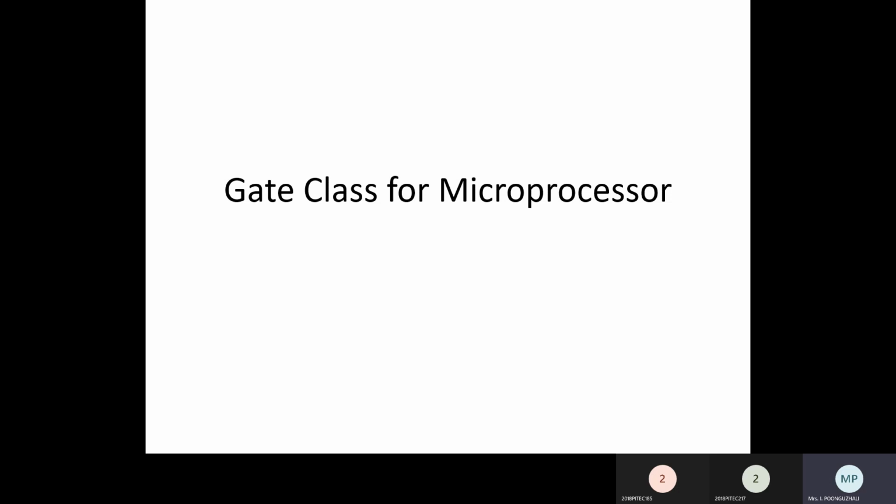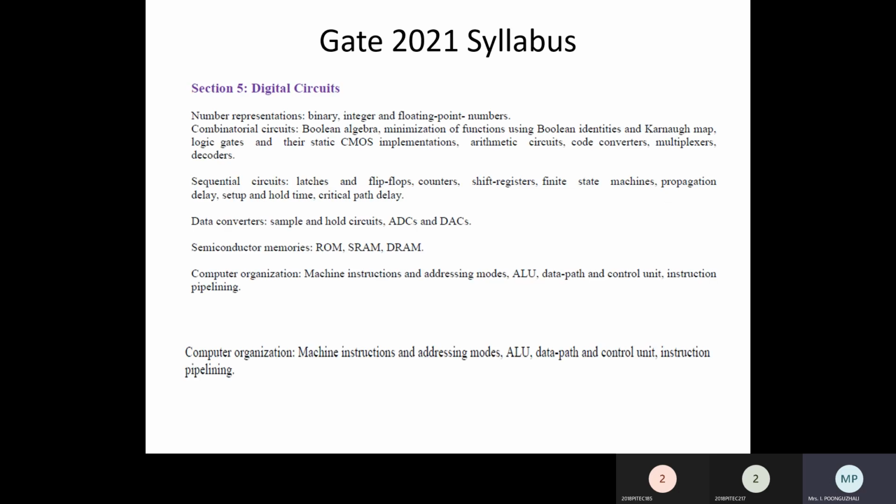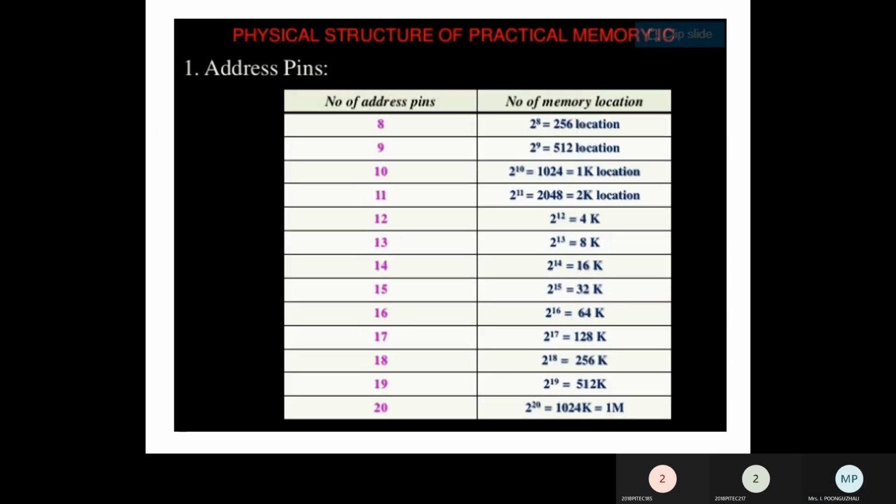Look at an example. What is asked? Before going to this, I said that depending upon the address lines, the memory location capacity will vary. So we know now 2 power 5 is 32, 2 power 6 is 64, 2 power 7 is 128, 2 power 8 is 256 locations, meaning 256 bytes, 9 is 512 locations. Also note that 2 power 10 is equal to 1k.